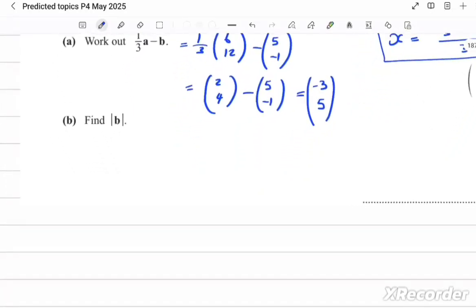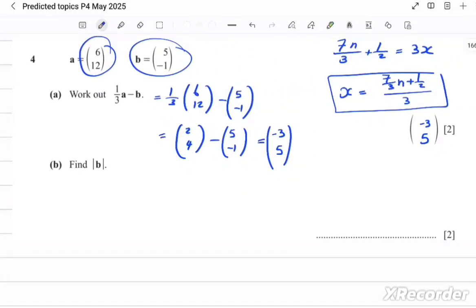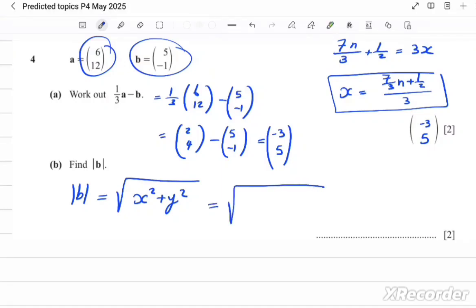Now let's find the magnitude of b. How to find the magnitude of b? The magnitude of b equals the square root of x squared plus y squared. This formula will not be given. You should know the formula, how to find the absolute value, the distance or length, and how to find the midpoint.